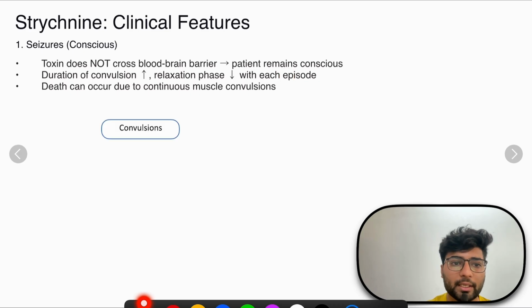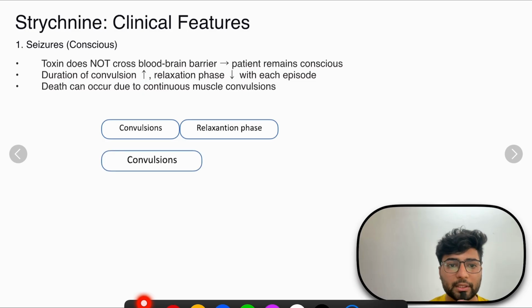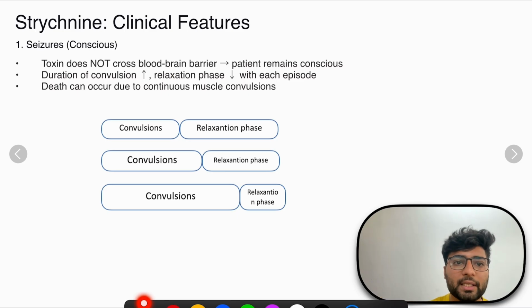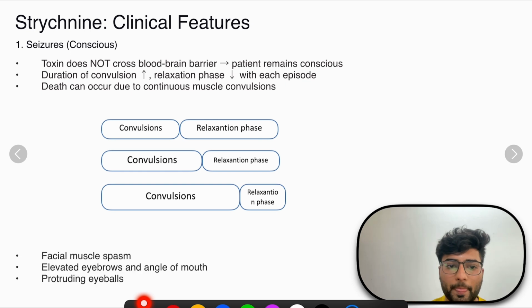Let's say right now the patient has an episode of convulsion. After some time, there will be a relaxation phase. After that, again convulsion will start. But the previous episode was, let's say, 10 minutes. Then this will be 20 minutes, and the relaxation phase time will be reduced. In the third episode, convulsions are of a longer time and the relaxation phase is very short. So the duration of convulsion increases but the relaxation phase decreases with each episode. Done. And death can also occur due to continuous muscle convulsions.